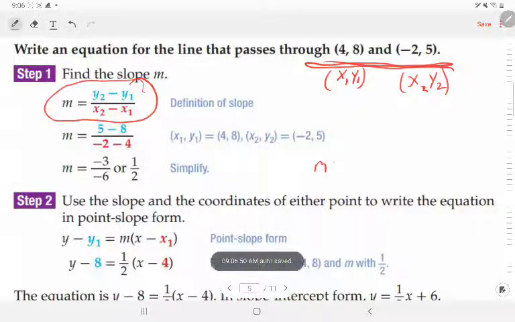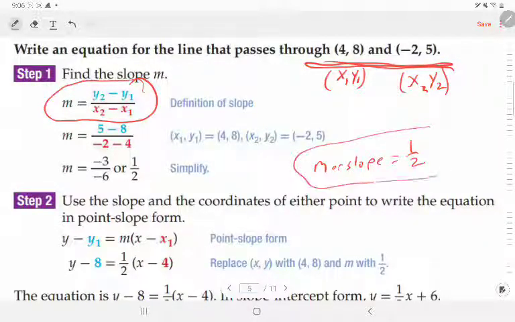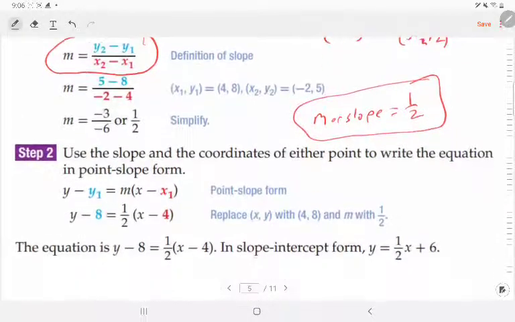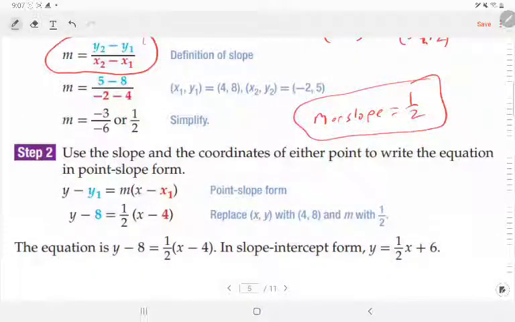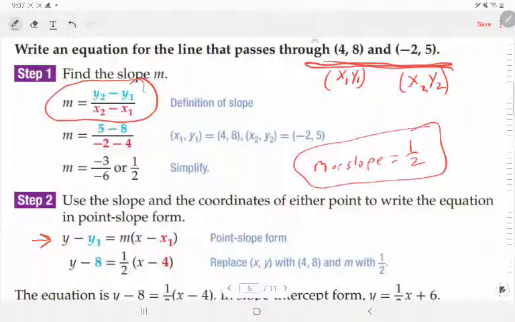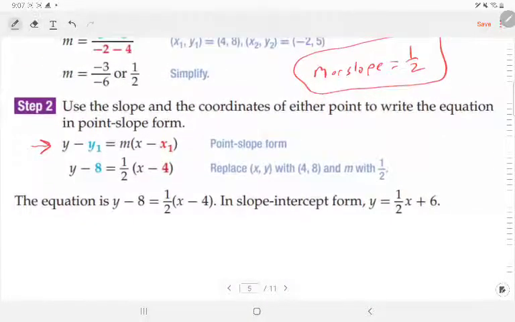So now we know m, or slope, equals 1/2. So now if we had the y-intercept, we could just plug it in, but we don't know the y-intercept, we know 2 points. So then we can use the formula y minus y1 equals m times x minus x1. Now we can use either one of these 2 points. Doesn't matter which point we decide to use because they're both on the line. In this case, they chose to use the (4, 8). So all you have to do is plug in, for the y, you'd plug in the 8, and for the x, you'd plug in the 4.